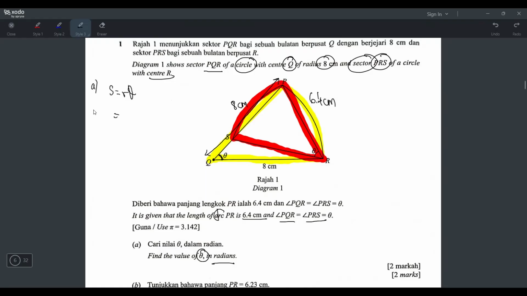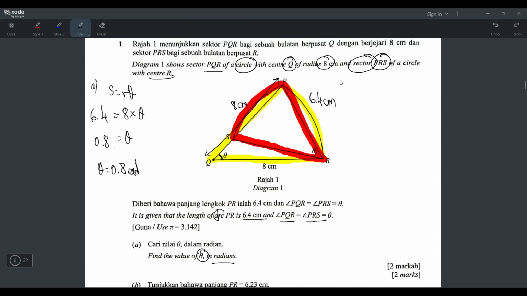S is the arc, 6.4, R is the radius, 8, and theta will automatically be in radian. You're trying to find it, so you just write theta. When you press 6.4 divided by 8, you automatically get the answer in radian. So the answer is 0.8. Let's write the unit: 0.8 rad. Rad stands for radian. Now we are done.